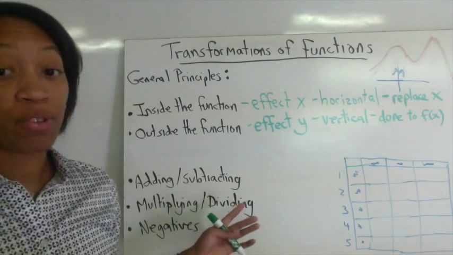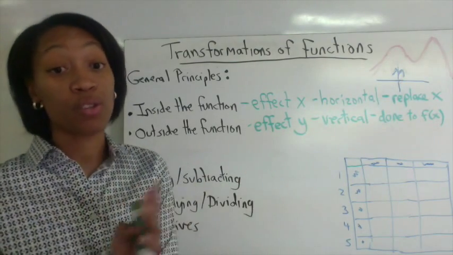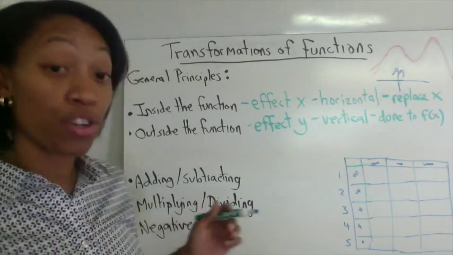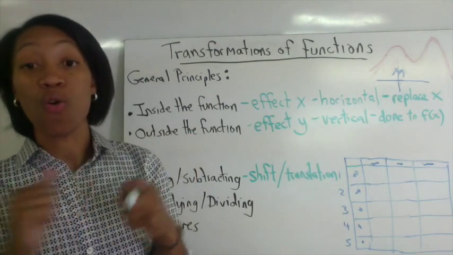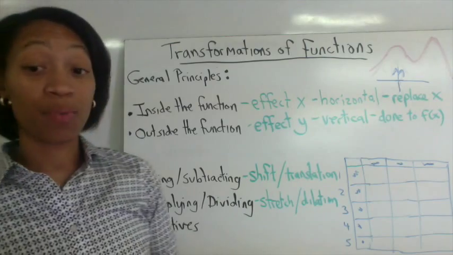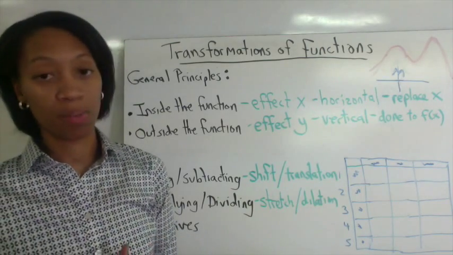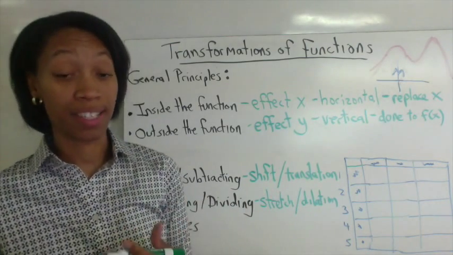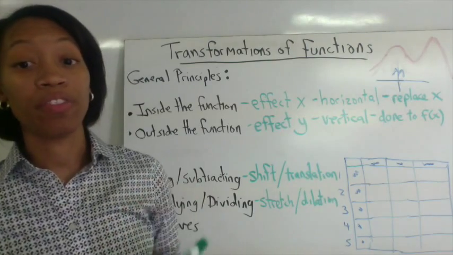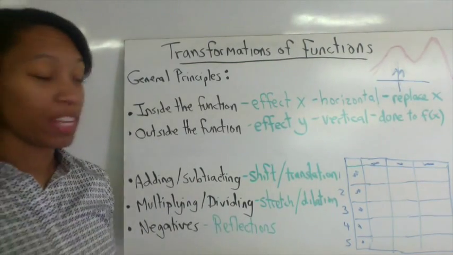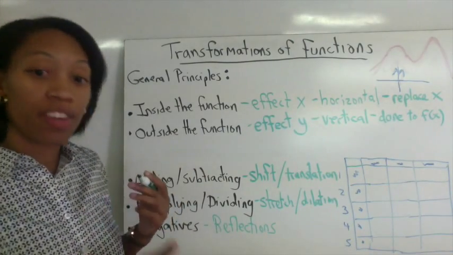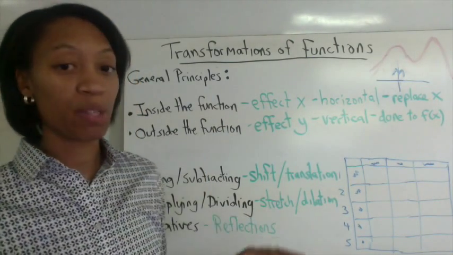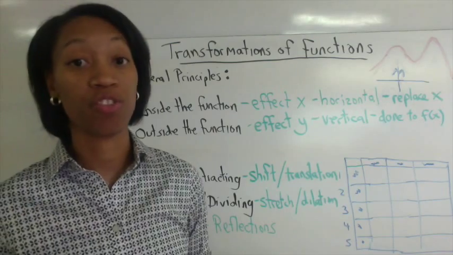When you're adding and subtracting to the function, those are translations or shifts. When you're multiplying and dividing, those are stretches or dilations. And whenever we have negatives, multiplying by a negative, a negative in front or inside, negatives are reflections. So if you keep those general principles in mind, you see you're adding something to the function, you know, oh, it's a shift. Those general principles will help you know how the function is being transformed.